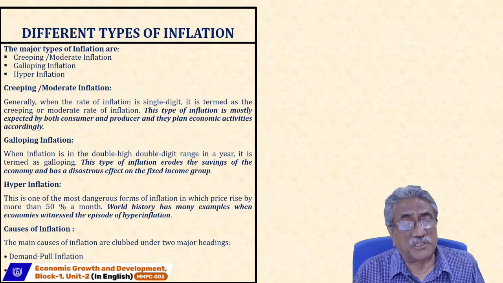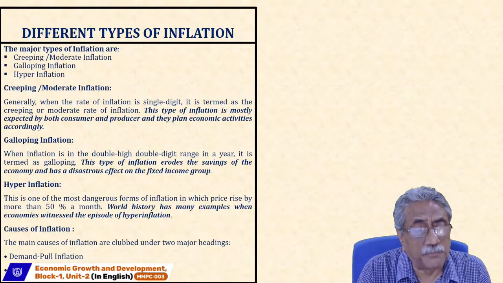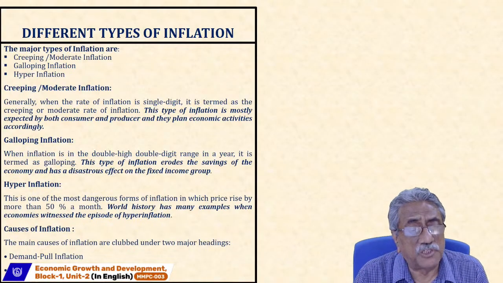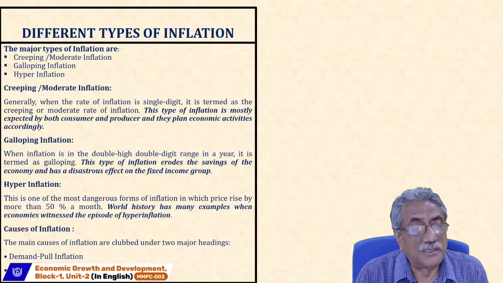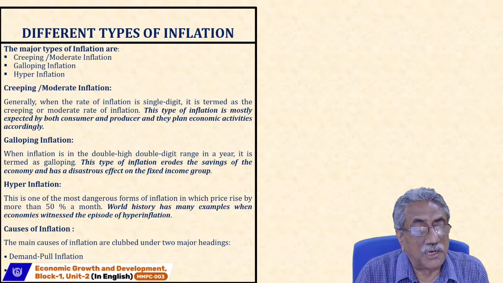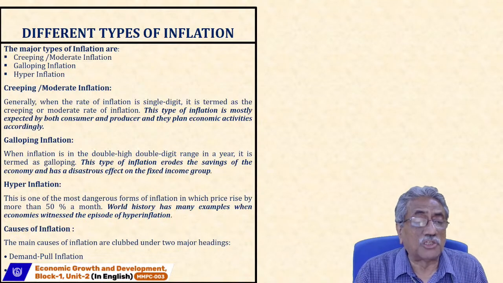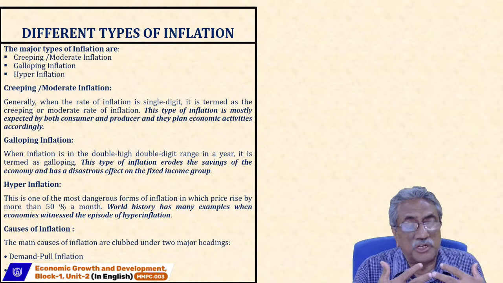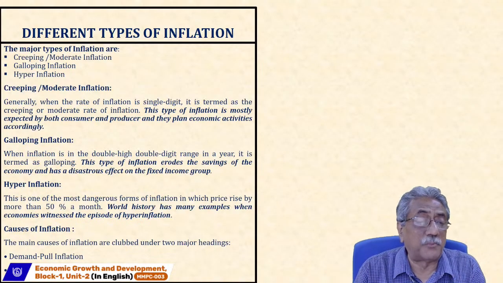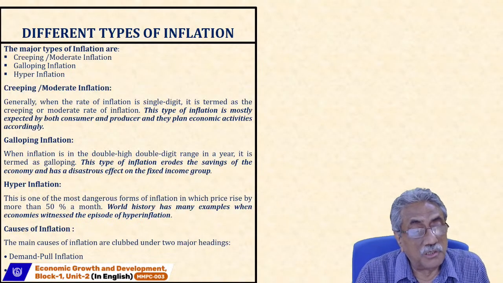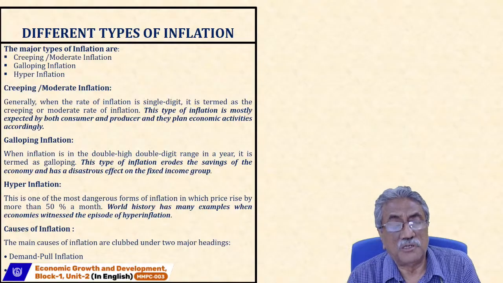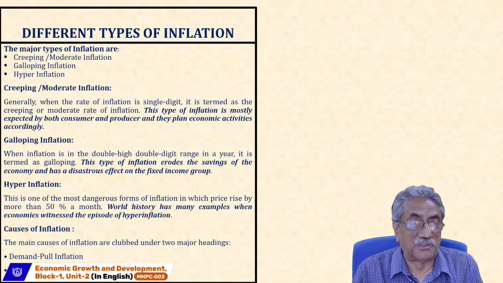Inflation has two causes. One is demand pull, because there is huge demand for the products but supply is less, so the price goes up. Another is cost push, when the manufacturing cost has gone up, so there is no other way but to charge a higher price for the goods. So there is cost push inflation and there is demand pull inflation.